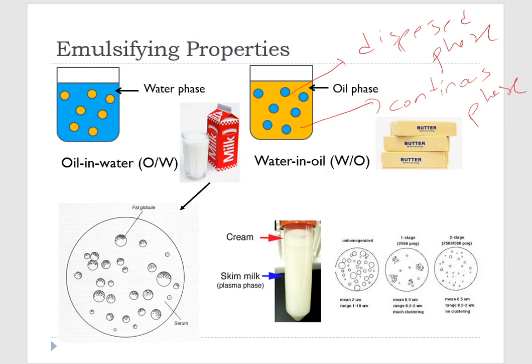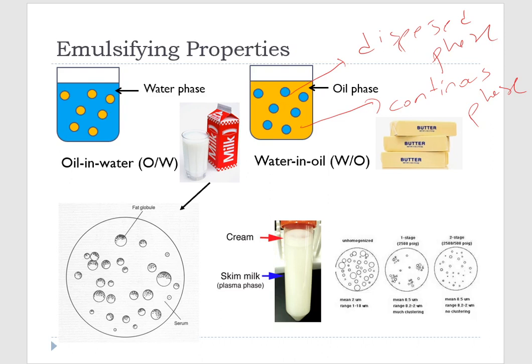Emulsions can be classified according to the distribution of the oil and aqueous phase. A system where the oil droplets are dispersed in the aqueous phase, the continuous phase, is called an oil in water emulsion. Examples are mayonnaise, milk, cream, and some sauces. The opposite of an oil in water emulsion is the water in oil emulsion.